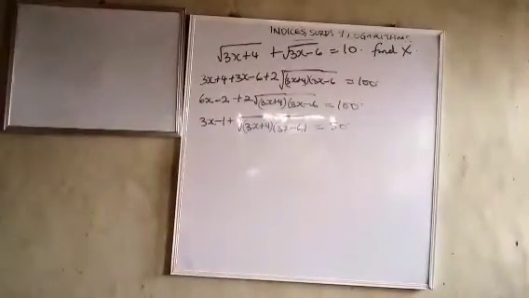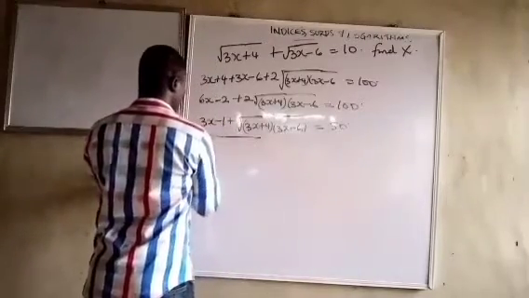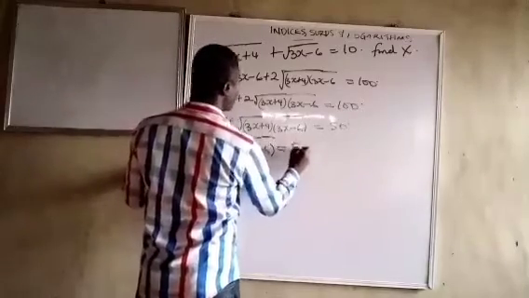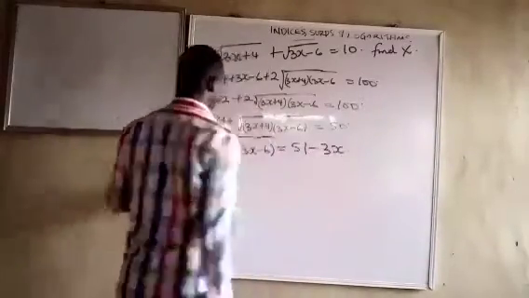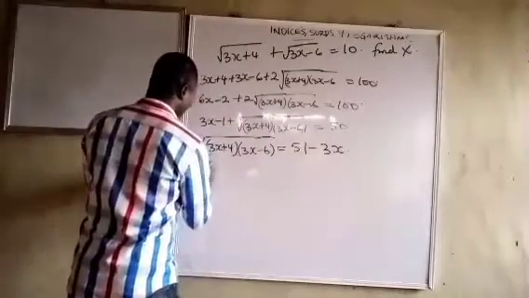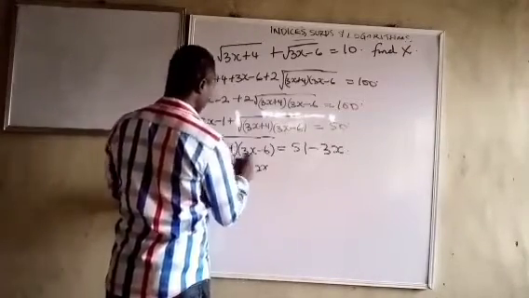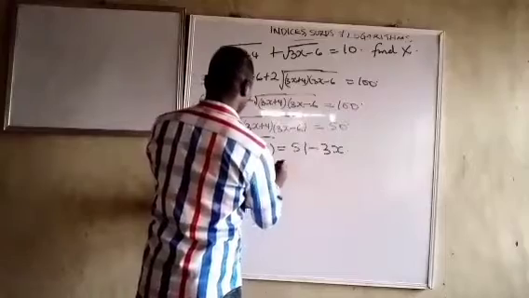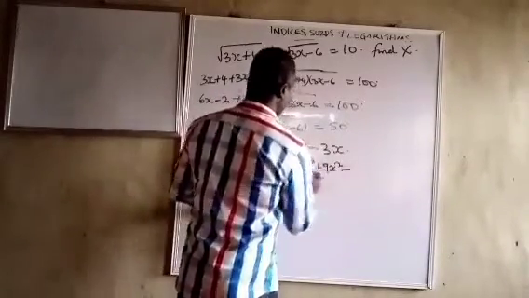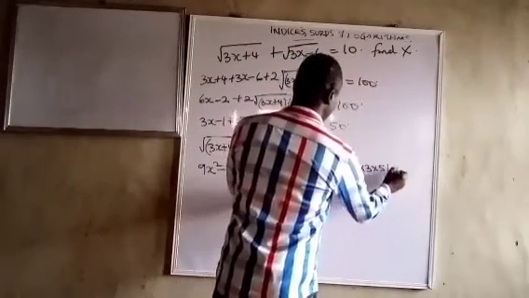So let me move this here. So I have root of 3x plus 4 into 3x minus 6 is equal to 51 minus 3x. Now let's square both sides again. So I have 9x squared minus 18x plus 12x minus 24 is equal to 51 squared plus 9x squared minus 2 times 3 times 51x.